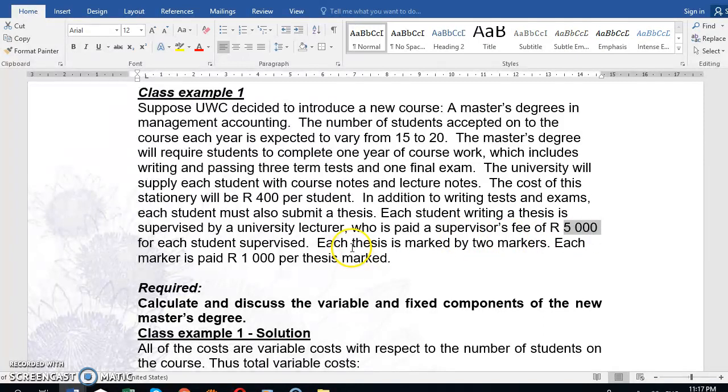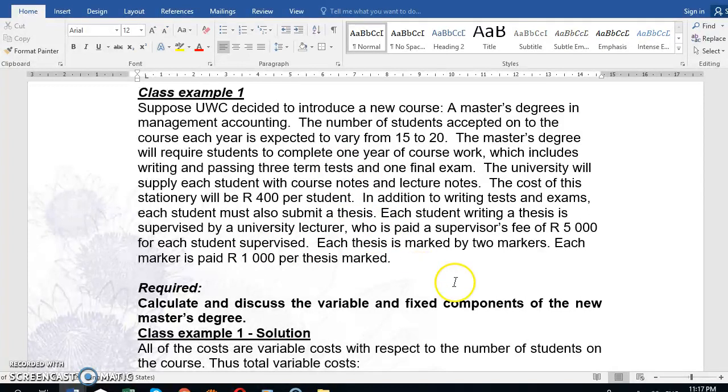Then it says each thesis is marked by 2 markers, and each marker is paid $1,000 per thesis marked. One can assume that all students will submit a thesis, and therefore for every thesis submitted there will be $1,000 per thesis marked, for each marker. Effectively it will be 2 times 1,000 times the number of students, but the more students there are, the more we'll have to pay this 1,000. So this 1,000 is also a variable cost because it changes with the number of students.